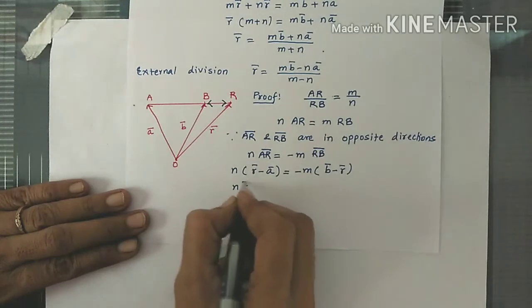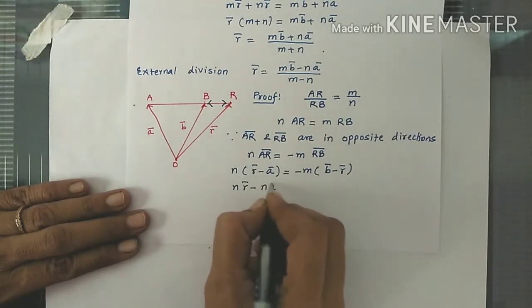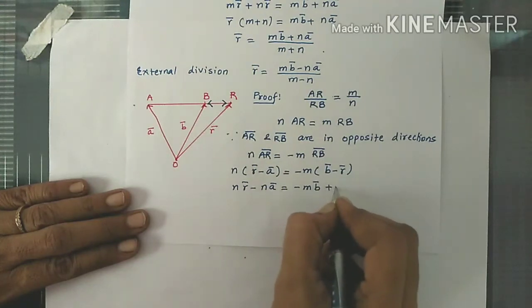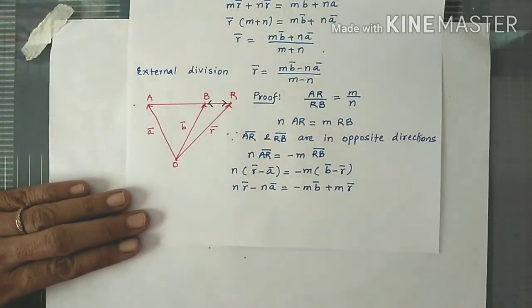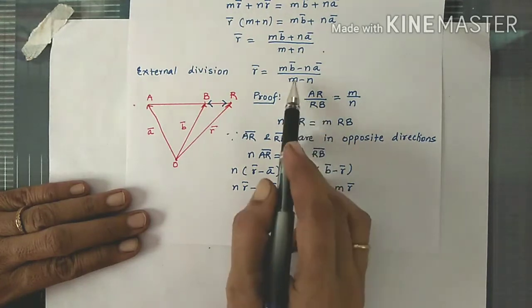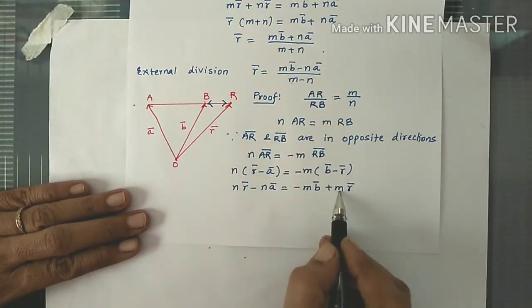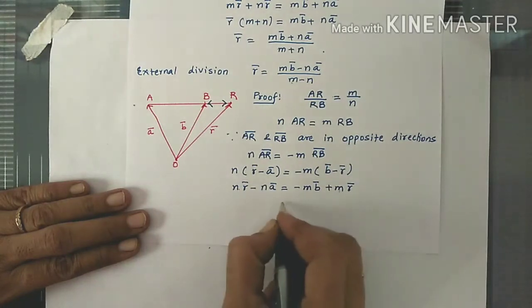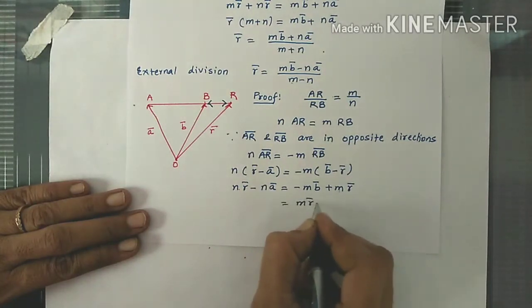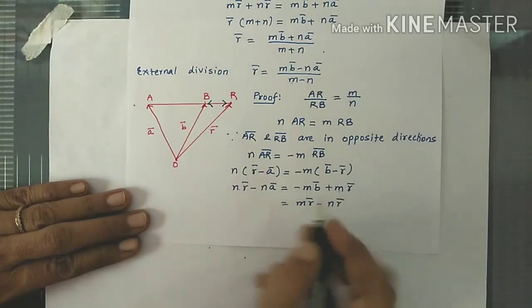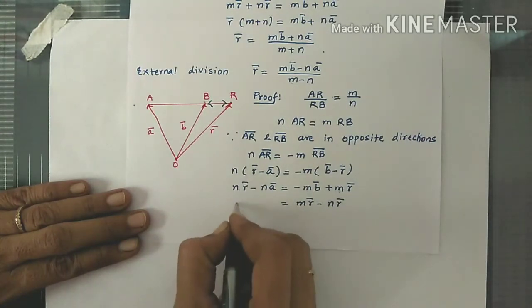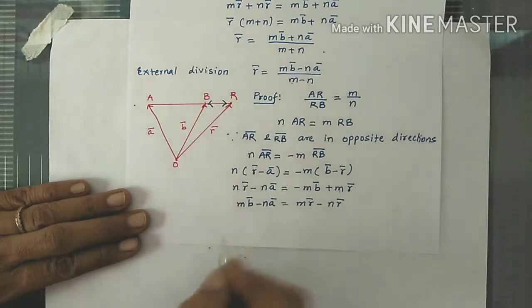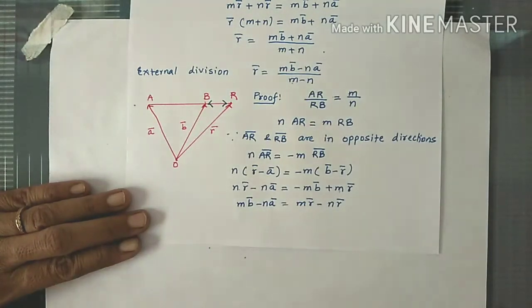So this is n R bar minus n A bar equal to minus m B bar plus m R bar. Now since we are having m minus n in the equation and here m R bar, m is positive, so let's take this n R bar to the right hand side. So m R bar minus n R bar, and shifting minus m B bar to the left hand side we have m B bar minus n A bar. So the arrangement is changed now.